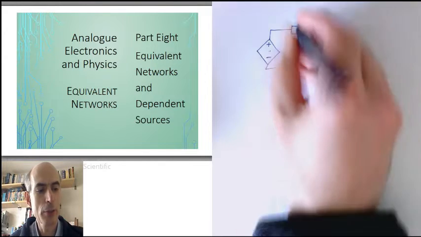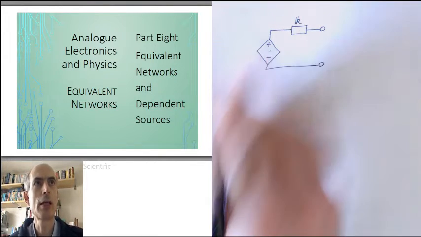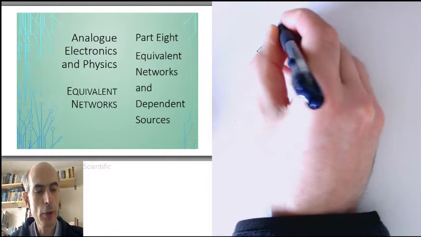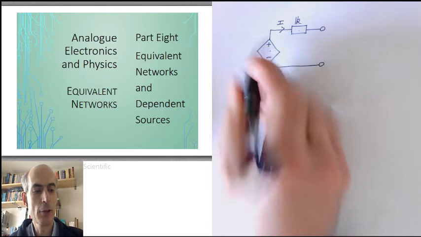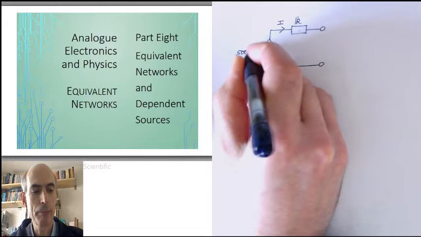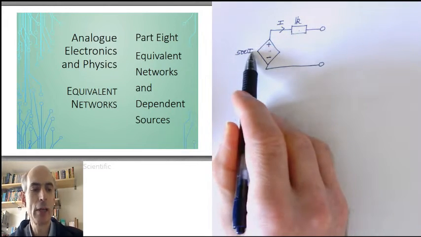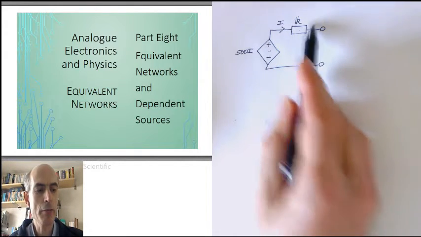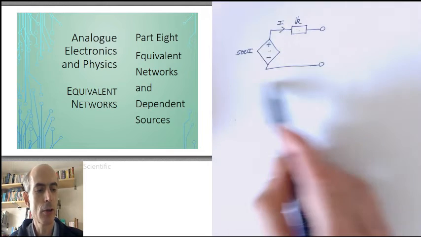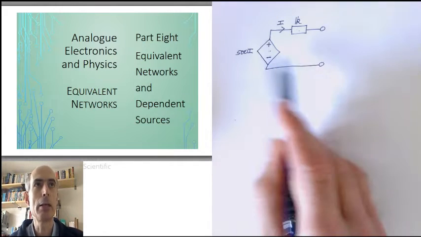So take an example here. Supposing this is a 1K resistor, the current flowing through it is I, and the value of this dependent source is 500 times I. So it is linearly related to the current. What would the Thevenin equivalent network of this network be?